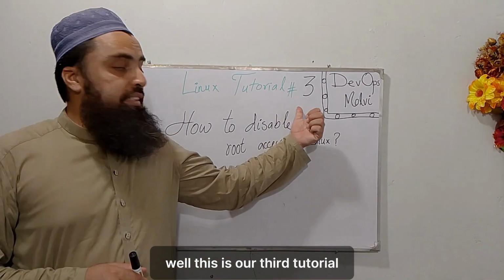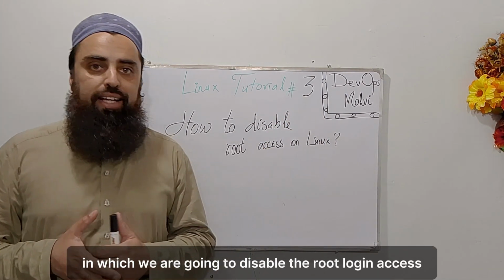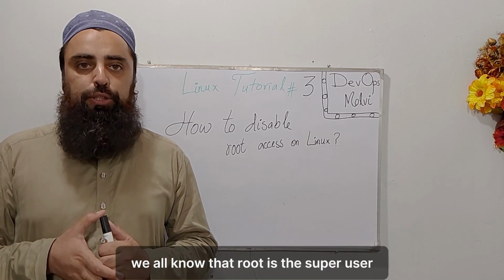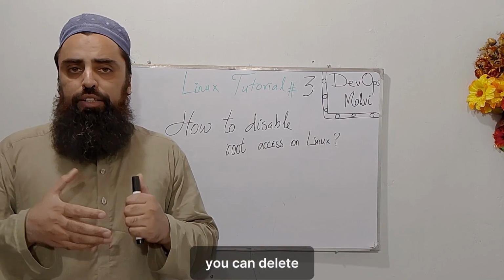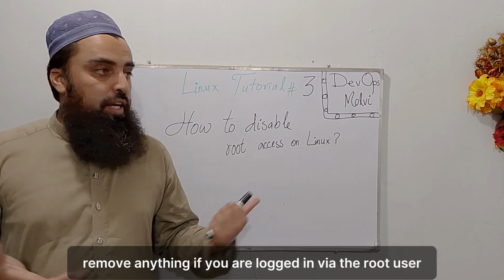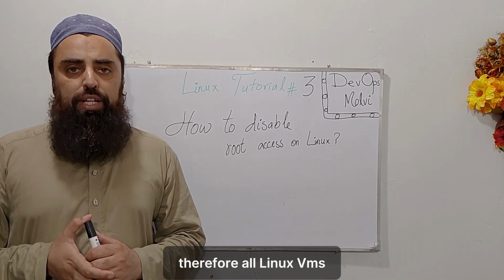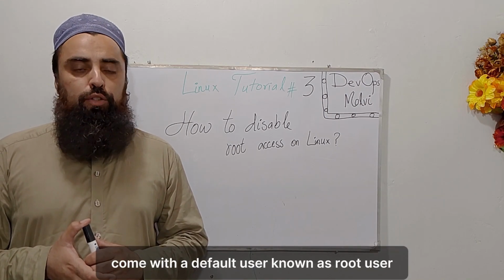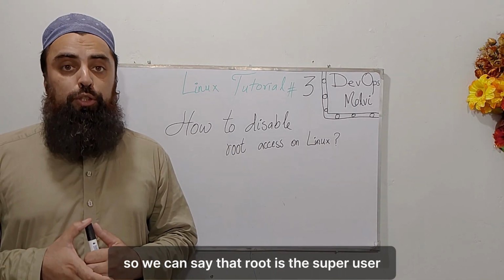Well, this is our third tutorial in which we are going to disable the root login access on our Linux VM. We all know that root is the super user. Root can do anything on a Linux VM. You can delete, remove anything if you are logged in via the root user. Therefore, all Linux VMs and all Linux operating systems come with a default user known as root user. So we can say that root is the super user.